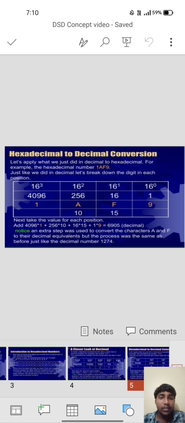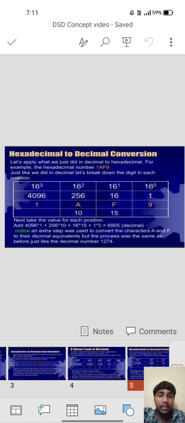Hexadecimal to decimal conversion. Let's apply what we just did in decimal to hexadecimal. For example, the hexadecimal number 1AF9. Just like we did in decimal, let's break down the digit in each position. Now you can see in the table how that number is broken down. Next, take the value for each position. Add ones, tens, fifteens, and nines. Like that, it will appear as 6905 in decimal.